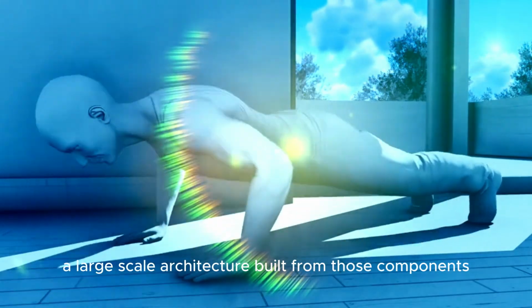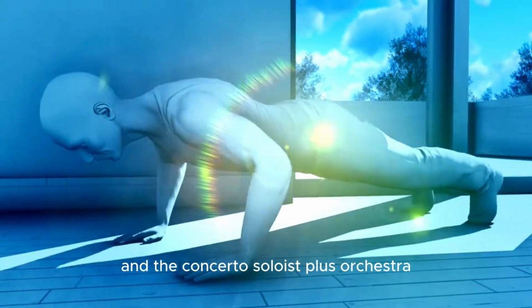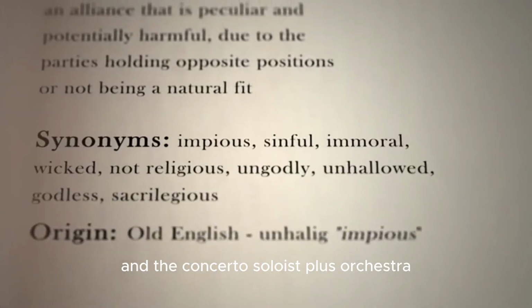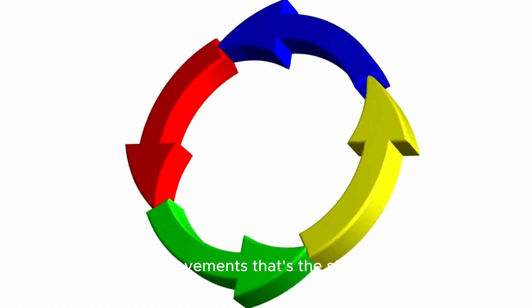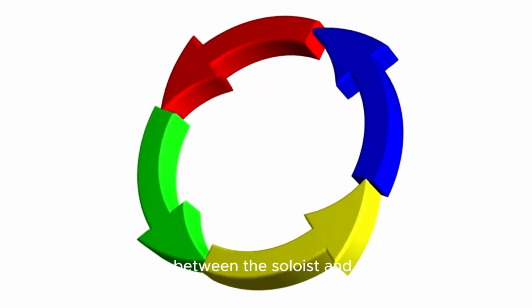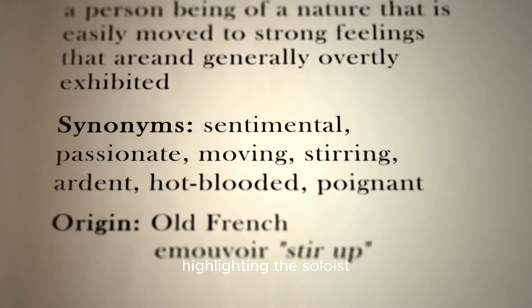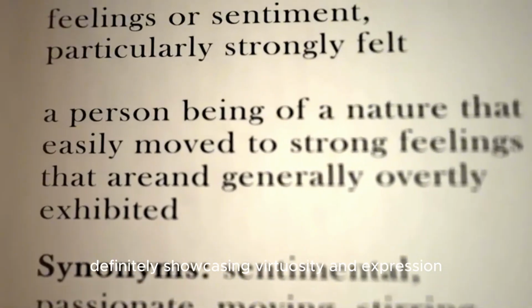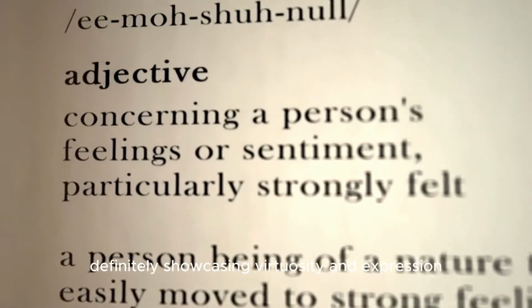A large-scale architecture built from those components. And the concerto. Soloist plus orchestra, usually 3 movements. That's the standard setup. Fast, slow, fast. Okay. It's all about the interplay, the dialogue between the soloist and the orchestra. Highlighting the soloist. Definitely. Showcasing virtuosity and expression.